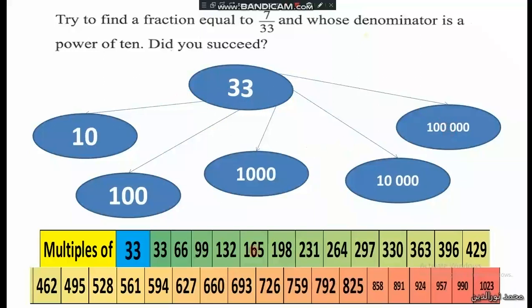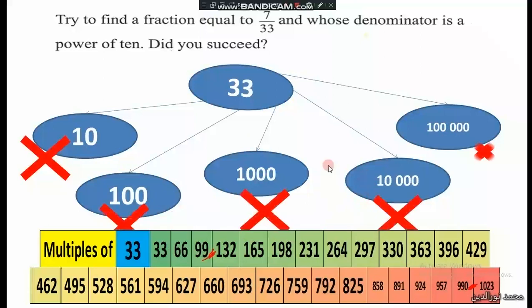So these are the multiples of 3. We see there's no 10 in the multiples of 3, no 100 in the multiples of 3, and there's no 1000 in the multiples of 3. So we could not find a number that's multiplied by 33 and gives us a power of 10. So 33 could not be written as a power of 10.